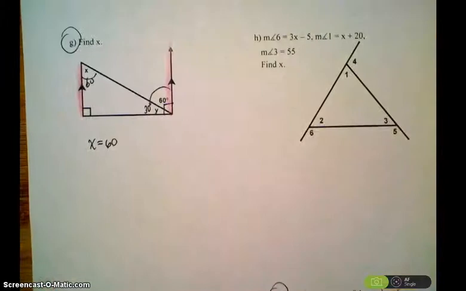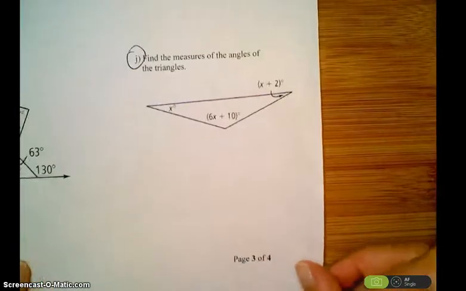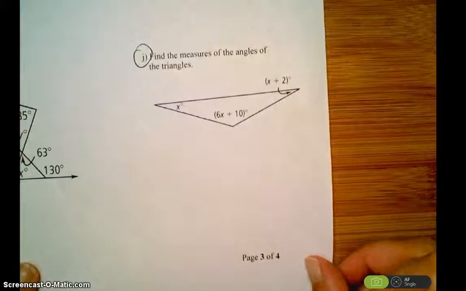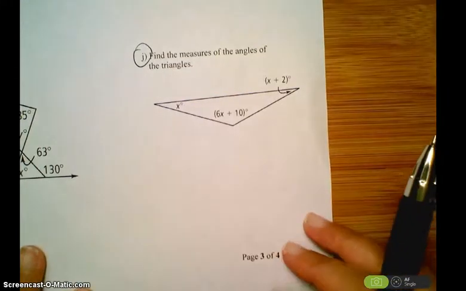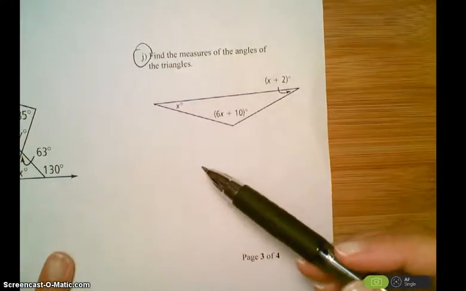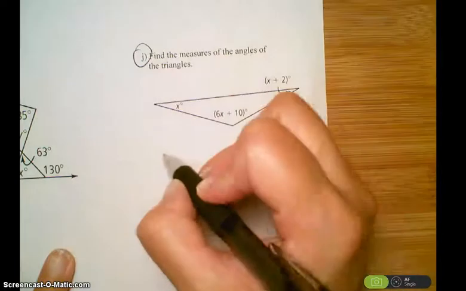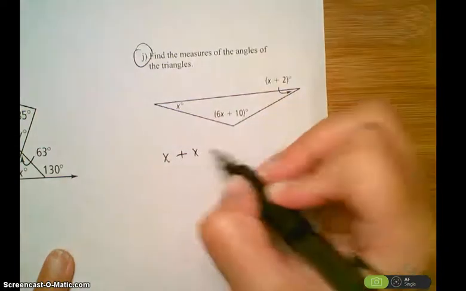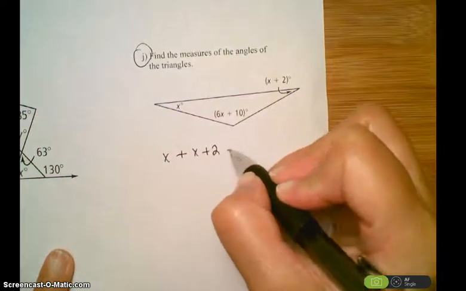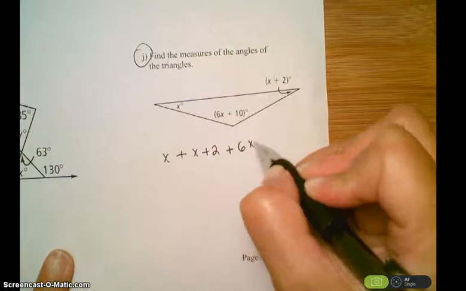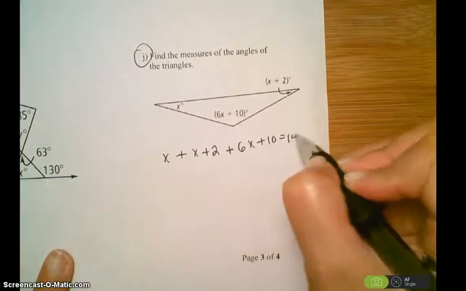Okay, the last example we're going to look at on this page is J. And J just asks you to find the measures of the angles of the triangle. So we know that by the triangle angle sum theorem, if I add together the three angles of the triangle, I will end up with 180 degrees.